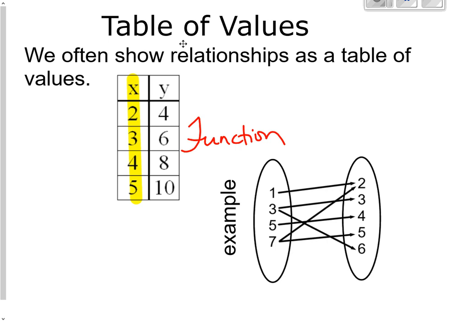If we take a look at this one, though, mapping notation, 1 goes to 2, 3 goes to 3. Oh, we already saw this one. 3 goes to 6, 3 goes to 3, 3 goes to 6. 3 goes to 2 different places. 7 goes to 2, 7 goes to 5. Also 2 different places. So not a function. Sorry about that. I used the same example twice.